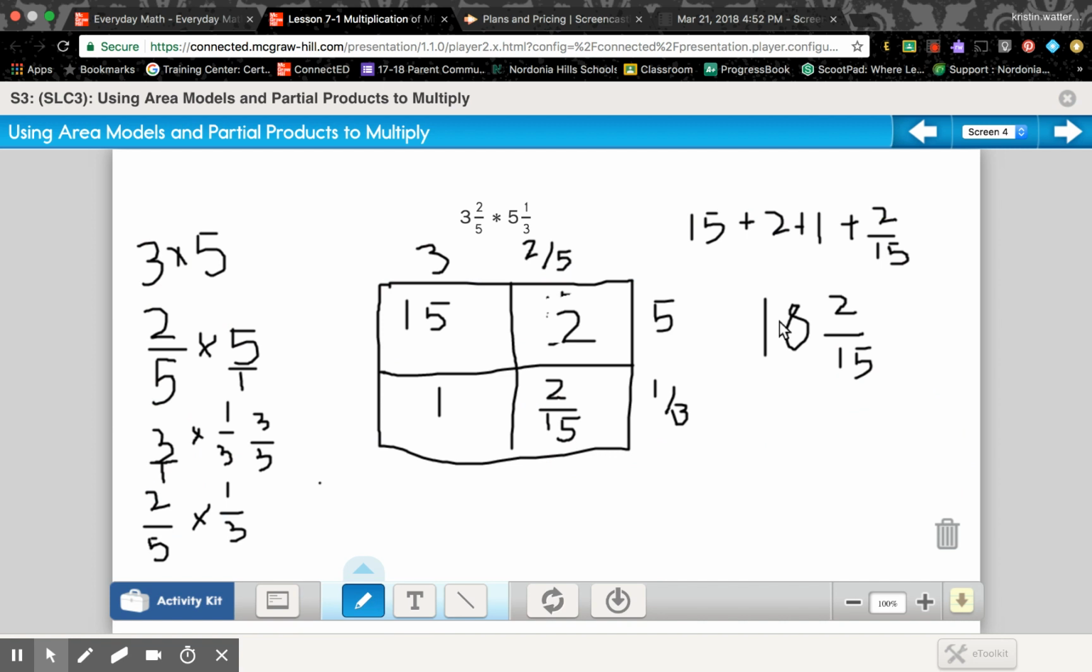Okay, so guys, I would like you to go ahead and open up your math journal. And if you need to rewatch this video to see how to set up your partial products and area model, then go ahead and do it. Okay? But make sure that you're showing all your partial products and area model for every problem.